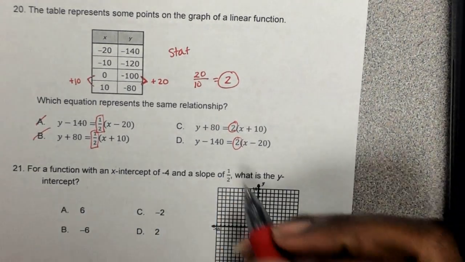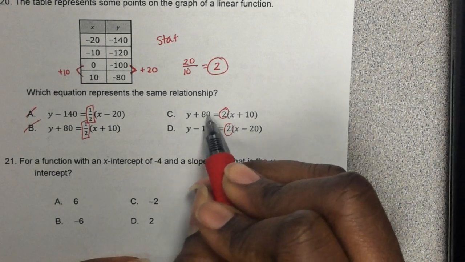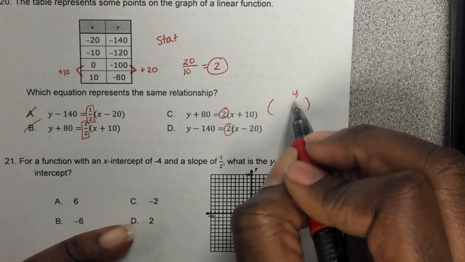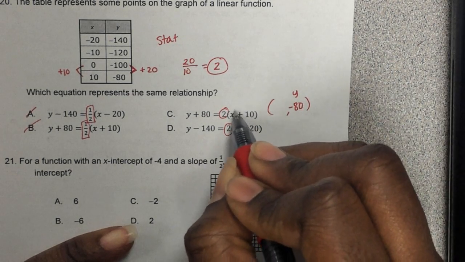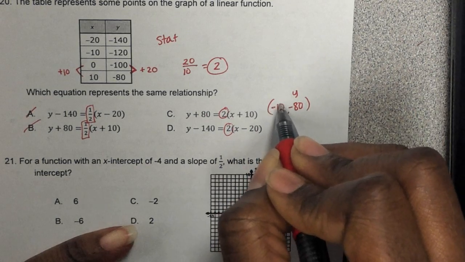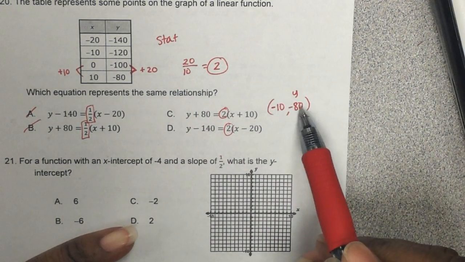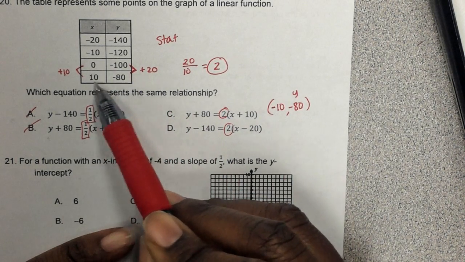The only thing is I'm going to check these points right here. This is saying, since it says positive 80, that means the y should be a negative 80. And since this says plus 10, that means my x should be a negative 10. Is this point in the table? Is negative 10 comma 80 in the table? No, that says 10 comma 80.